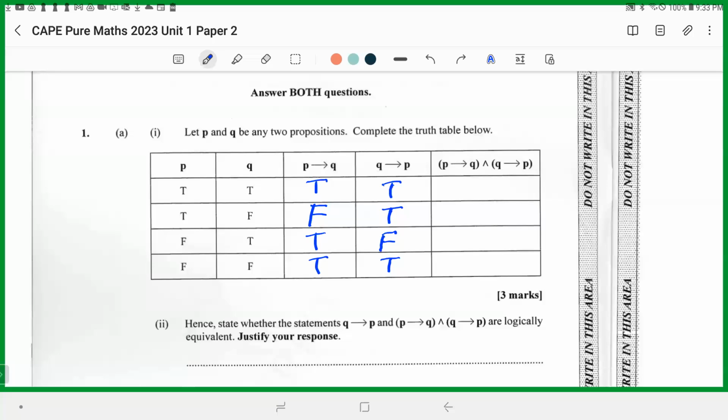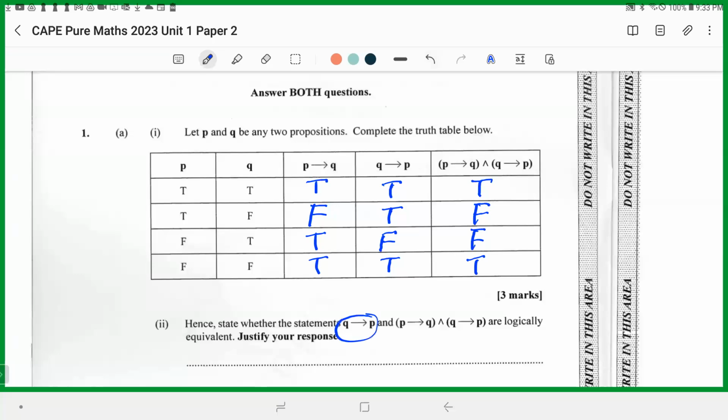And is true only when both of them are true. So true and true is true. False and true is false. True and false is false. True and true is true. Right? That is it. It says, hence, state whether the statement Q implies P and this statement are logically equivalent.